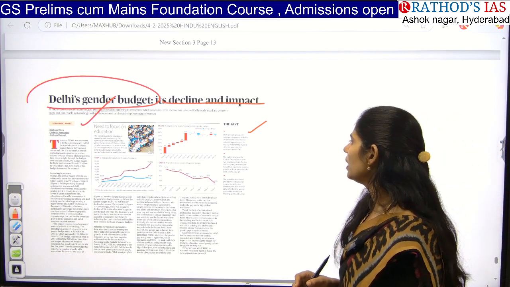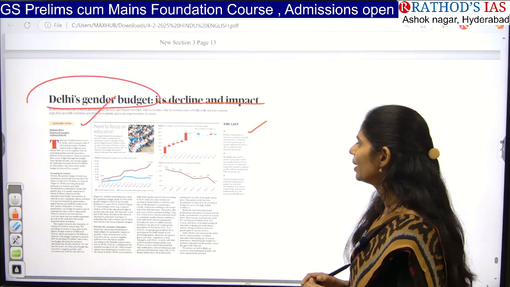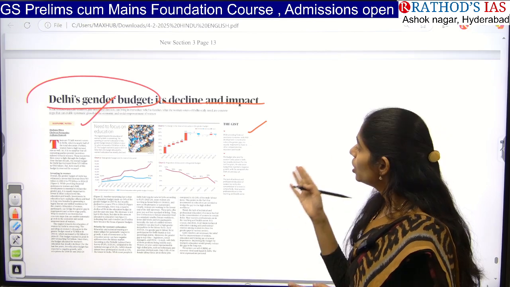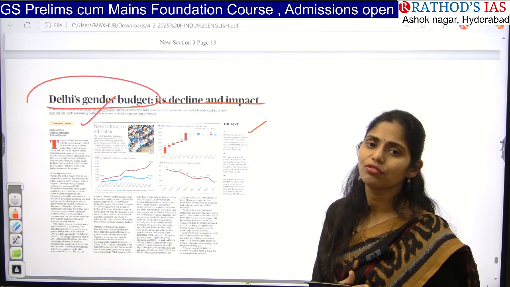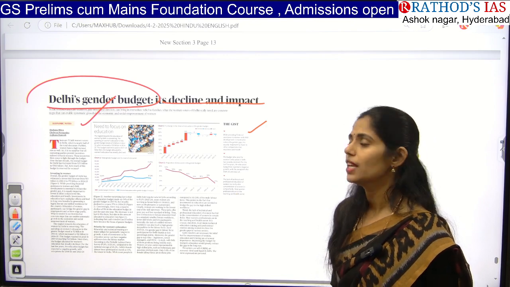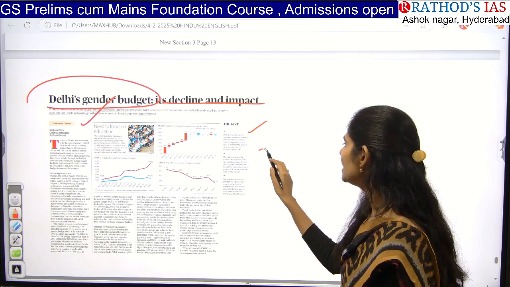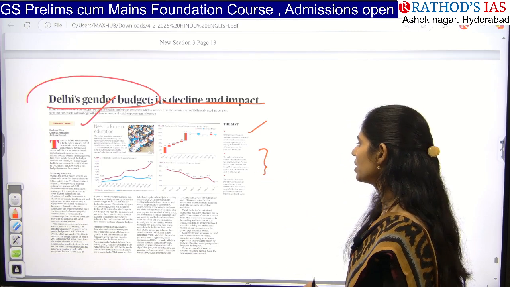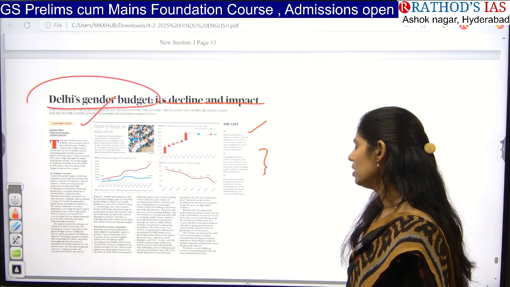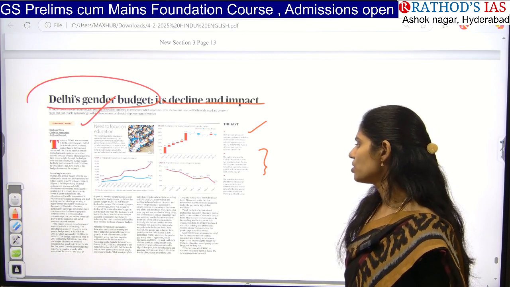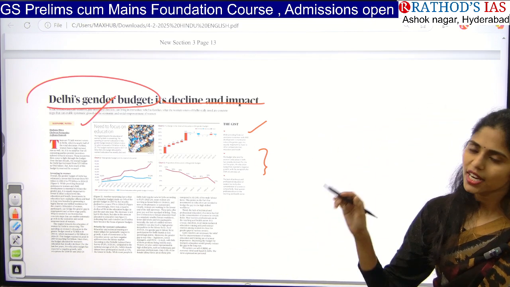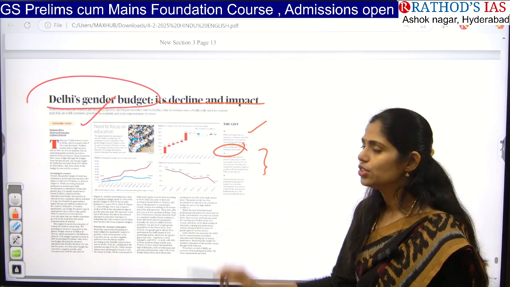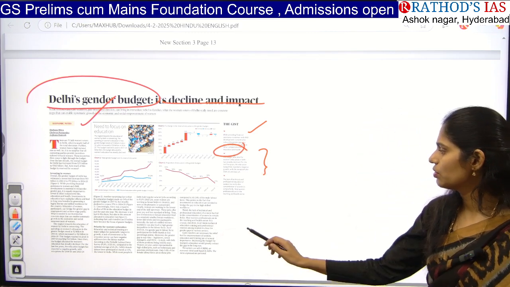And it is equally important to invest in other components like education as well as health. Not only investing in women and child is important, but we also have to focus on education and health. The budget allocated for women's education in Delhi has steadily declined in the last 5 years. Because of this, they are focusing not only on women and child, but also on education and health. That is the thing which was mainly said.